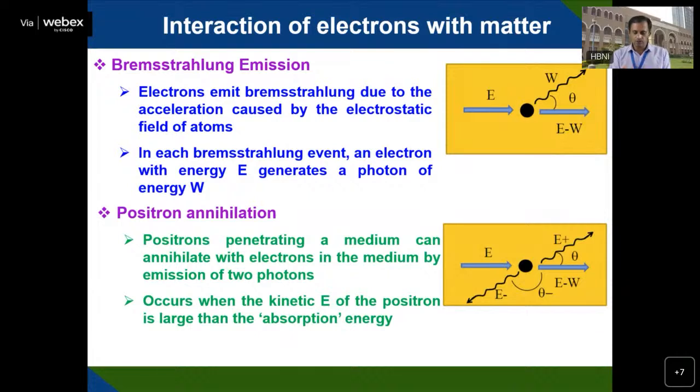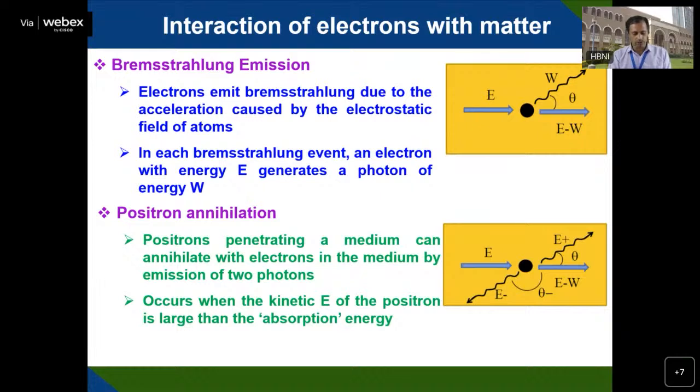So in addition to inelastic collision, you have a background interaction. That background interaction is mainly Bremsstrahlung emission. The electron emits Bremsstrahlung due to the acceleration caused by the electrostatic field of the atom. When an electron passes through the material, it can interact with different material, so energy will be slowly lost. That gives a background radiation, and the emission is called Bremsstrahlung radiation. In a Bremsstrahlung event, a high energy electron generates photons of low wavelength, so you get a background radiation.